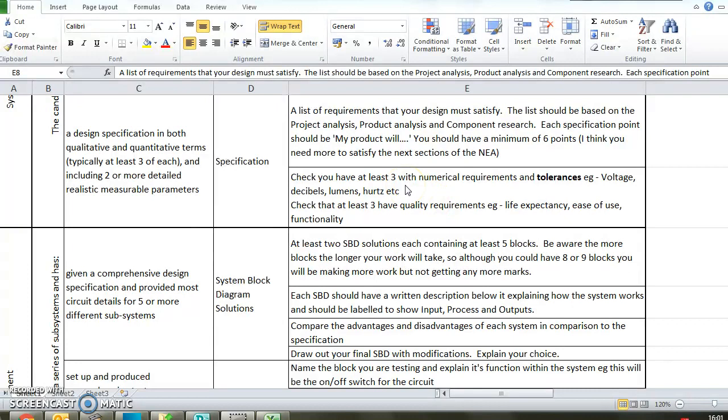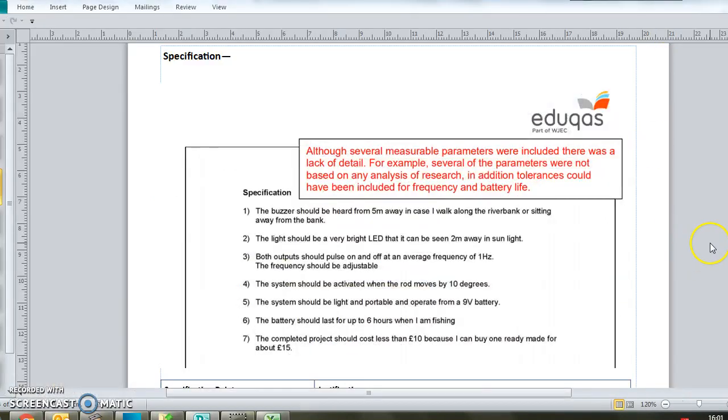You also need to check at least 3 have got a numerical requirement with tolerances. So numerical requirements aren't difficult because it's like voltages, decibels, lumens, hertz, etc. And 3 qualities. That's like life expectancy, how easy it is to use, comments about the functionality of the product. Okay, so let's have a look.